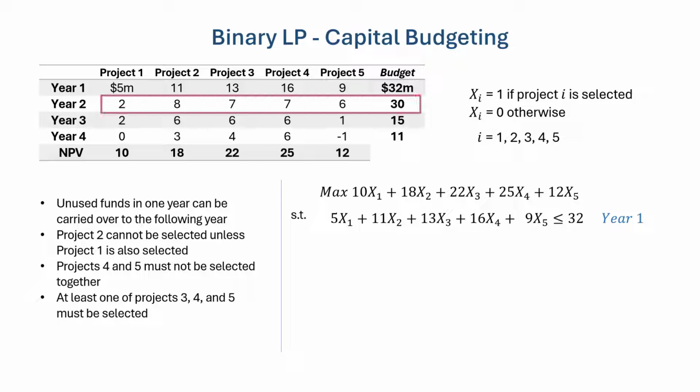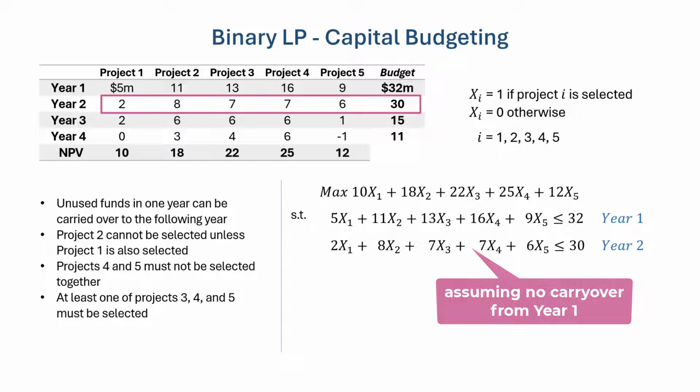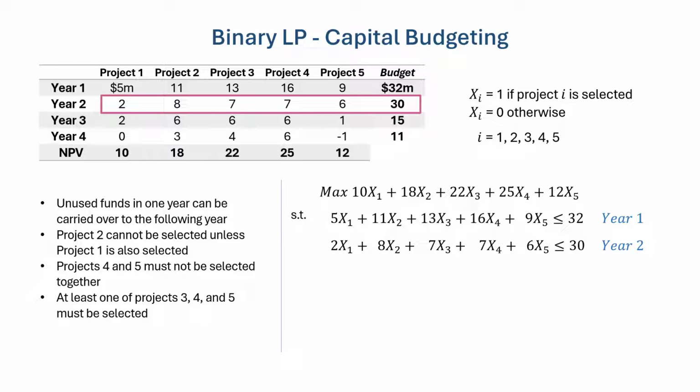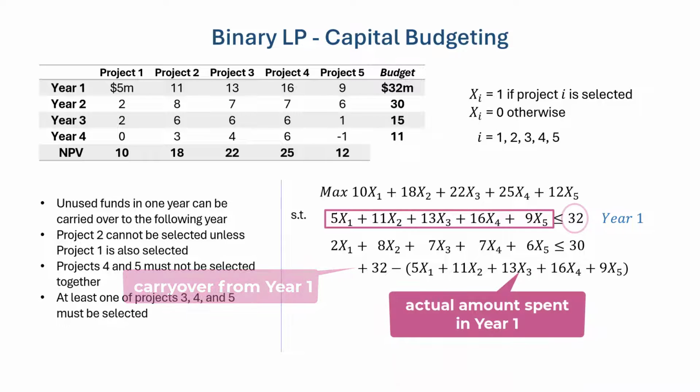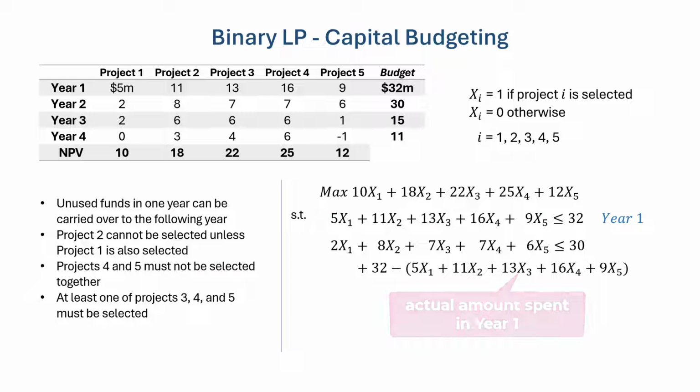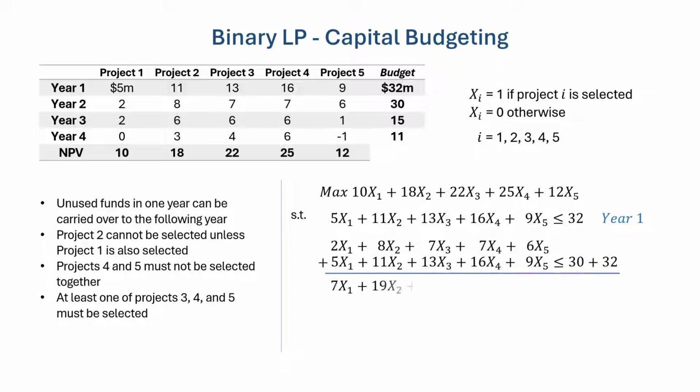For the second year, normally we will have 2x1 plus 8x2 to 6x5 less or equal to 30 if there is no carryover from year 1. But because we have the possibility of a carryover, we have to add the leftover funds from year 1 to this 30 million. Now the leftover funds from year 1 will be 32 minus the left-hand side of constraint 1, which is the actual amount spent in year 1. And on rearranging that, we have the constraint for year 2 as given here.